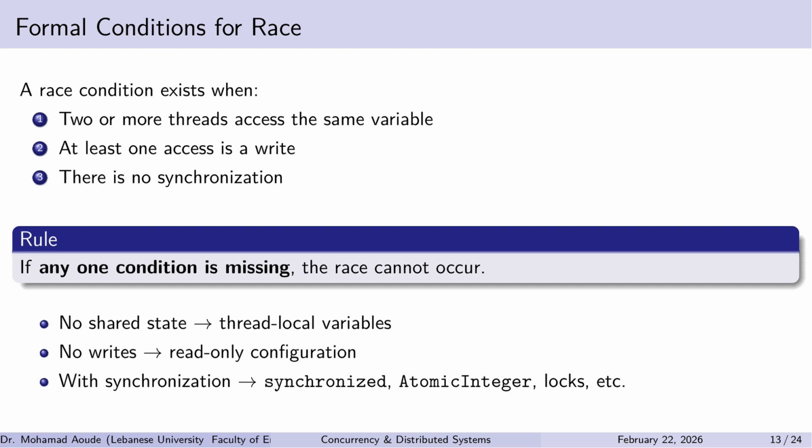Now we formalize the structure. A race exists when two or more threads access the same variable, at least one access is a write, and there is no synchronization. Important rule: if any one condition is missing, the race cannot occur. No shared state means thread-local data. No writes means immutable configuration. With synchronization, such as synchronized, atomics, or locks, we can eliminate the race.